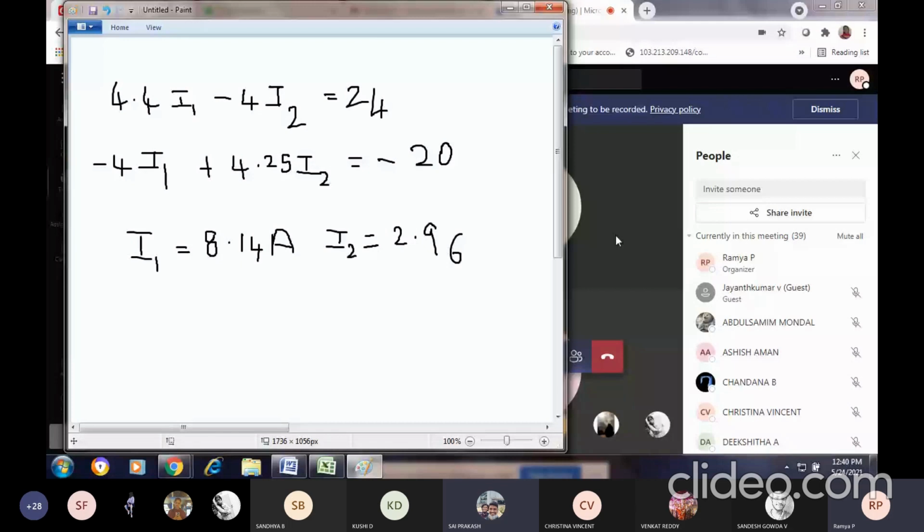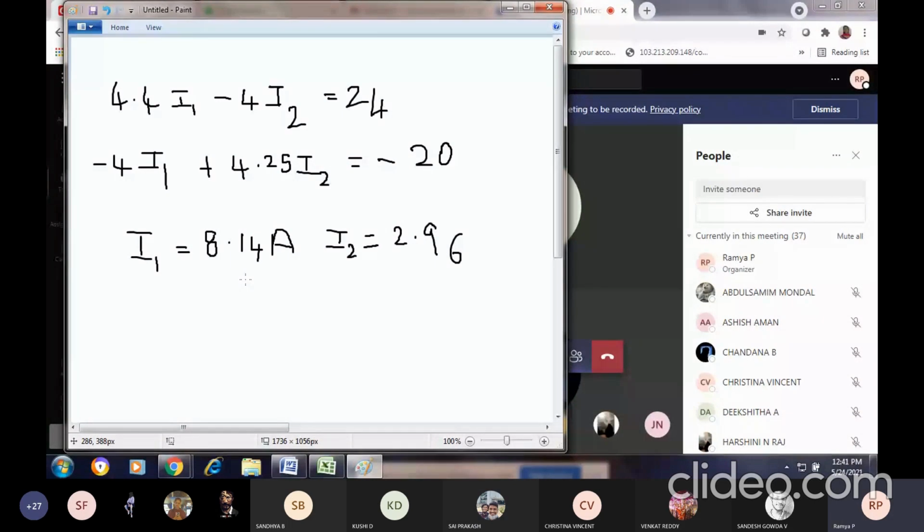It is 8.14 amperes and 2.96 amperes. I got a negative sign on that 2.96. I have written the problem in the book, and I will share it through WhatsApp. Please go through it and analyze where exactly you made a mistake. You made a mistake when considering the current direction.